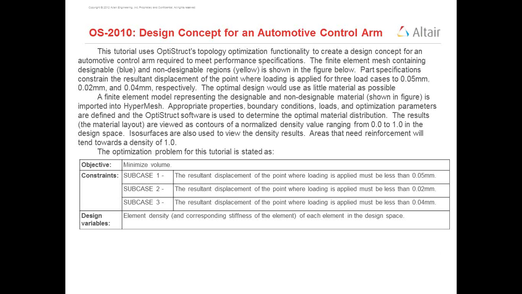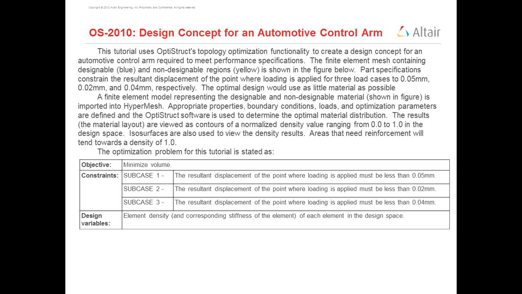The finite element mesh contains a designable region in blue and a non-designable region in yellow, as I will show you in the HyperMesh window. The part specification constrains the resultant displacement of the point where the loading is applied for 3 load cases to 0.05 mm, 0.02 mm, and 0.04 mm respectively. The optimal design would use as little material as possible.